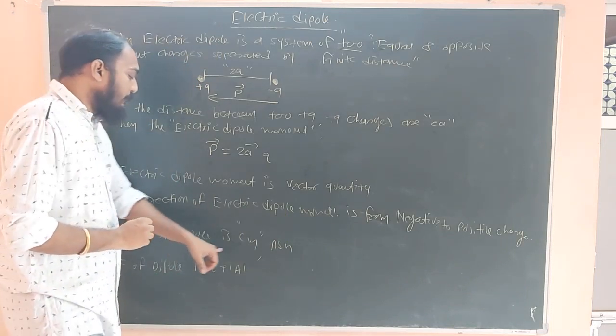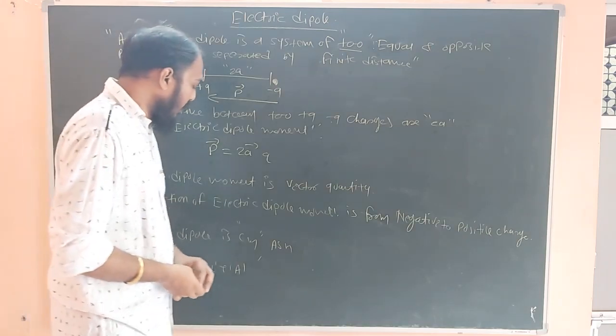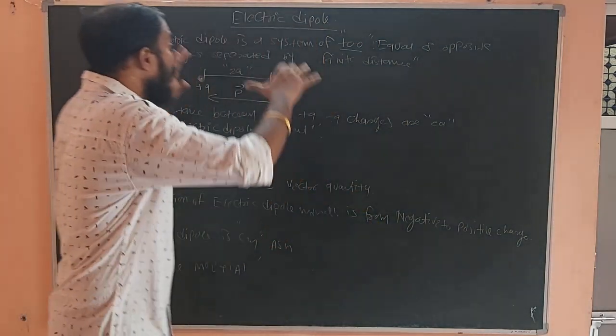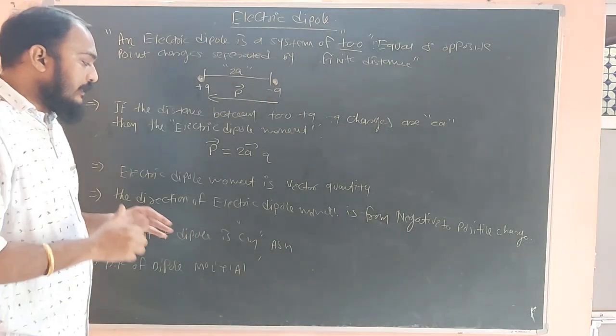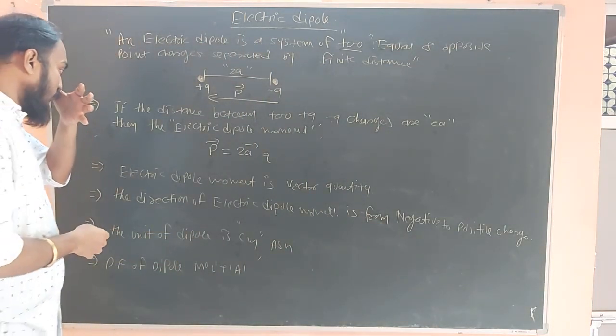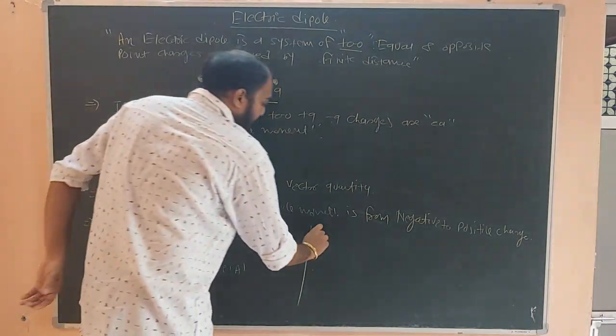The unit of dipole moment is coulomb meter, and the dimension formula of dipole moment is M0 L1 T1 A1. So this is your basic concept of electric dipole. There is also another concept that you get in your textbooks: point dipole.